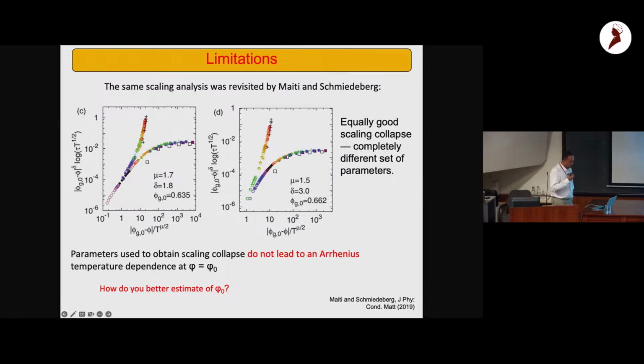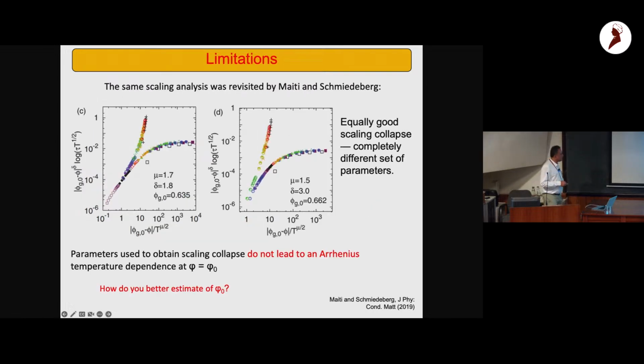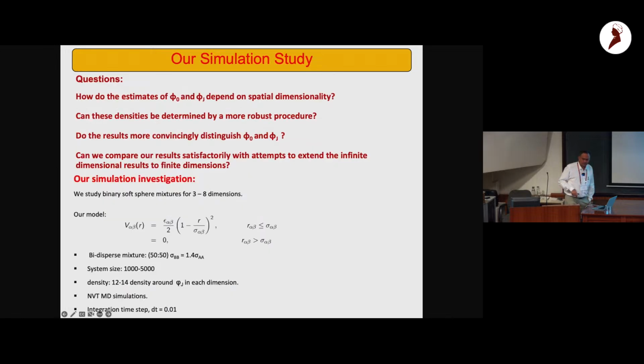Okay, so the result of that analysis is that you get a value of this Kaufman density, which is actually rather close to the jamming density, and therefore it doesn't really permit you to say something about how these are related, right? But there was something a little worse, which is that some colleagues, Maiti and Schmiedeberg, pointed out that they could get comparable data collapse with simulation data of soft spheres with rather different values of the parameters involved. So one of the questions we wanted to address was how to do a more systematic job of estimating this Kaufman density. But there are more questions.